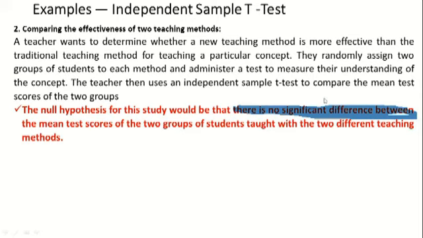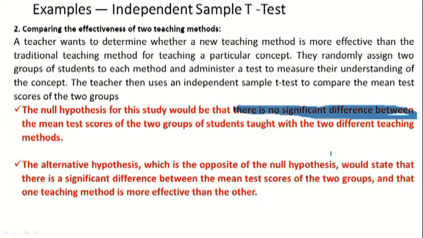Or you can say the mean score for the old method is lower than the new method. You are giving a preference for that. So that one becomes a one tail or a directional hypothesis.